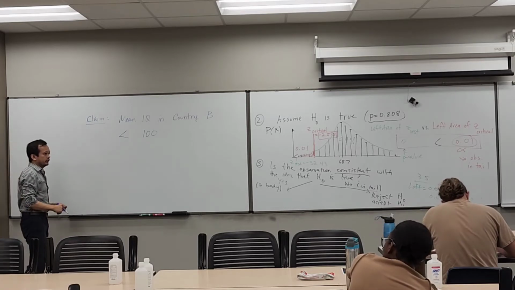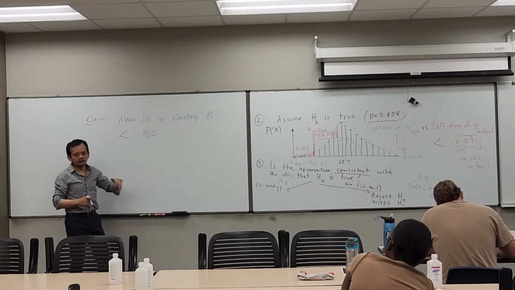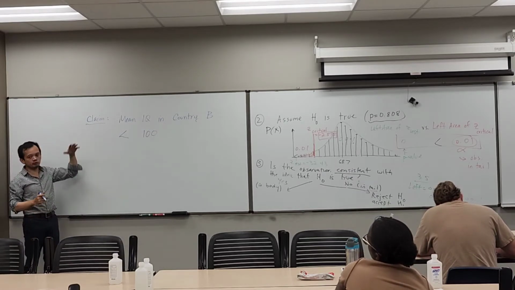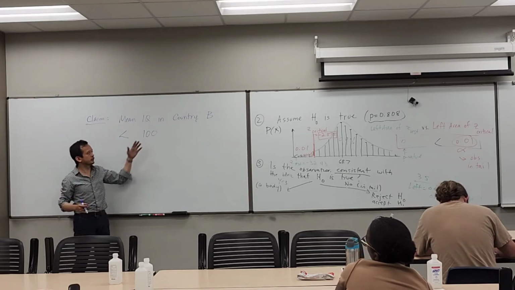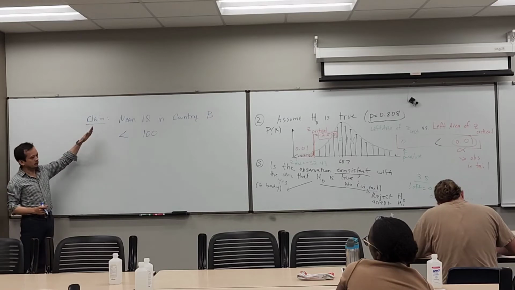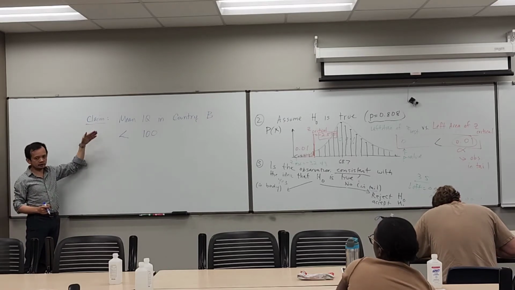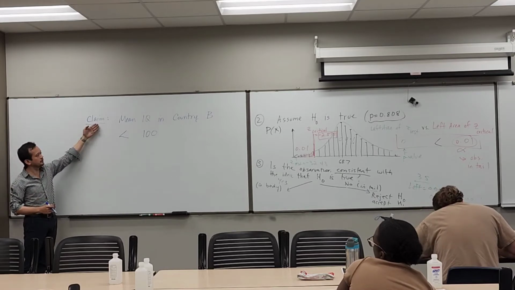So again, what we're doing is, based on very limited interaction with people of this new country, we're making a claim for the entire country. We're saying the average IQ for this entire country is less than 100. So again, a claim for a hypothesis test always involves a population. So this claim is a population statement.